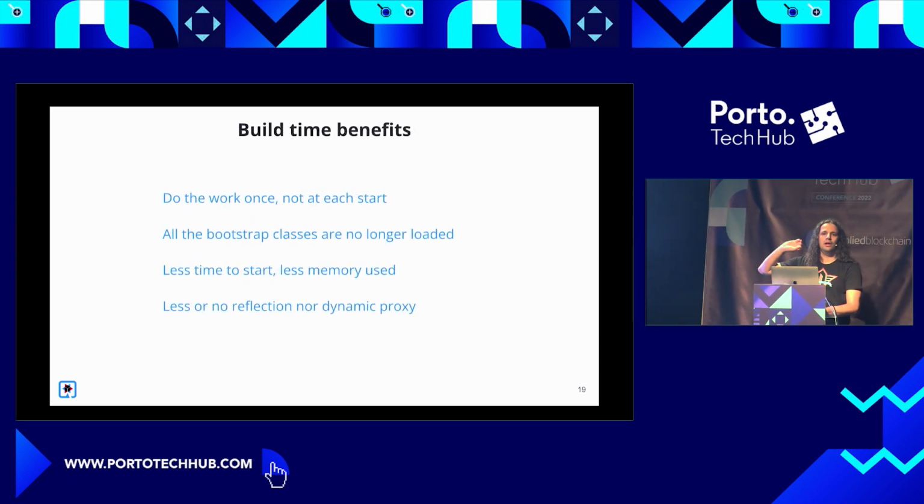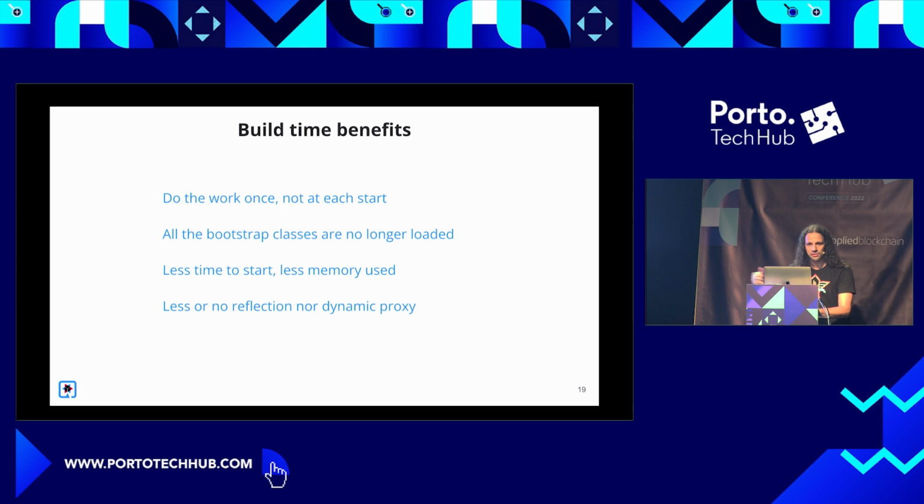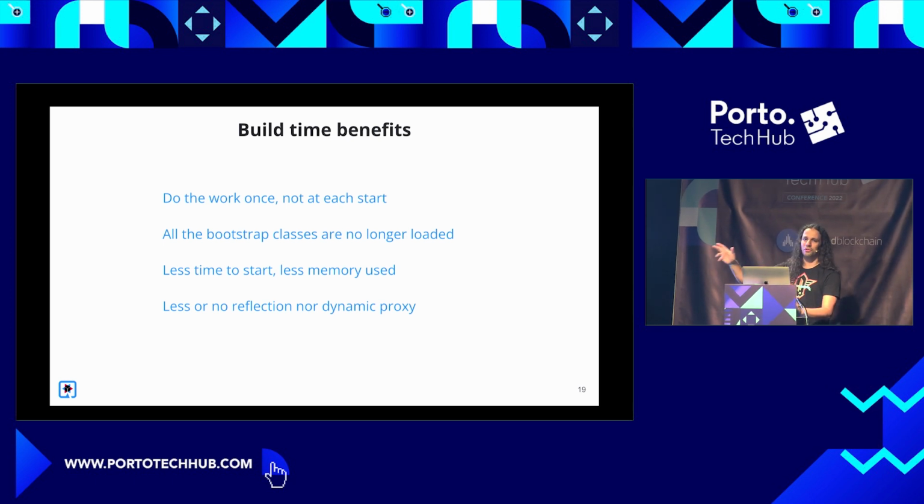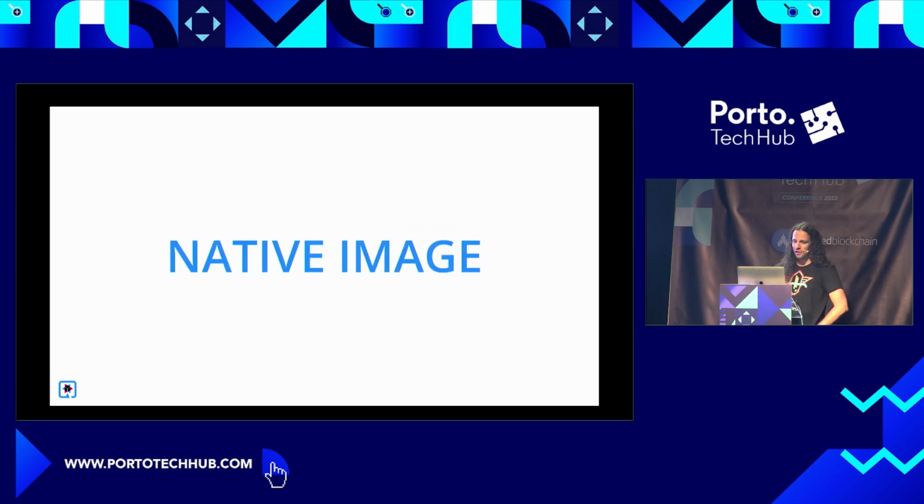Okay, so in the end, the main benefit is we do the work once, not at each start, right? A lot of these bootstrap classes that I mentioned, like XML parsers, XML readers, things that you only execute once, we don't need them anymore, so we can just drop them. So less time to start, less memory, and we also try to get rid of all the reflection, all the dynamic proxies, right? We can just look into the code and replace that with direct bytecode calls on your application. So I know these are very technical things, but I think this explanation really tells you how Quarkus works at the architectural level and how we are actually able to get all the things that I explained in the first couple of slides.